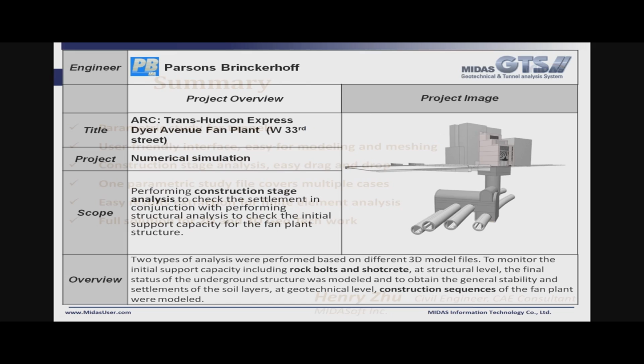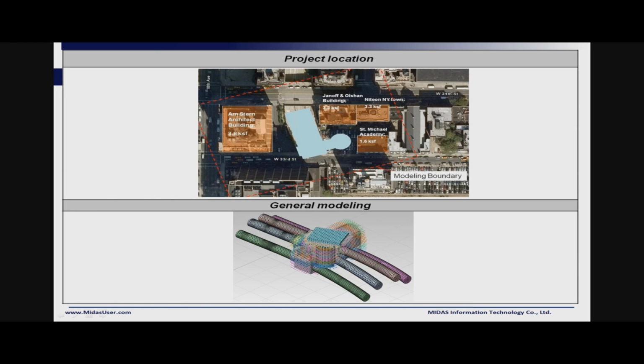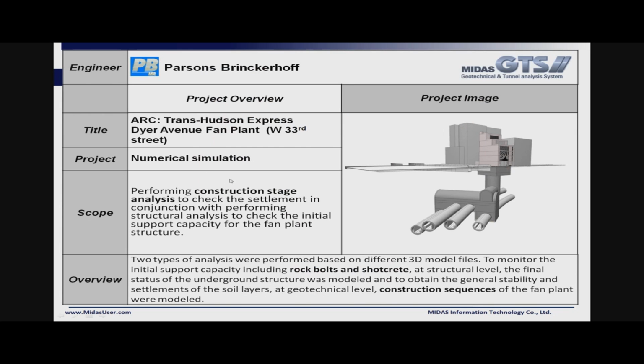And then I will show you just one quick project application. So here's a project done by Parsons Brinckerhoff. The location, as you can see in the next map, is just here in downtown New York City. So what they do is they do two types of analysis. They want to monitor the initial support capacity, including the rock bolts and the shotcrete of the tunnels, which is similar to what we just used in our demonstration.